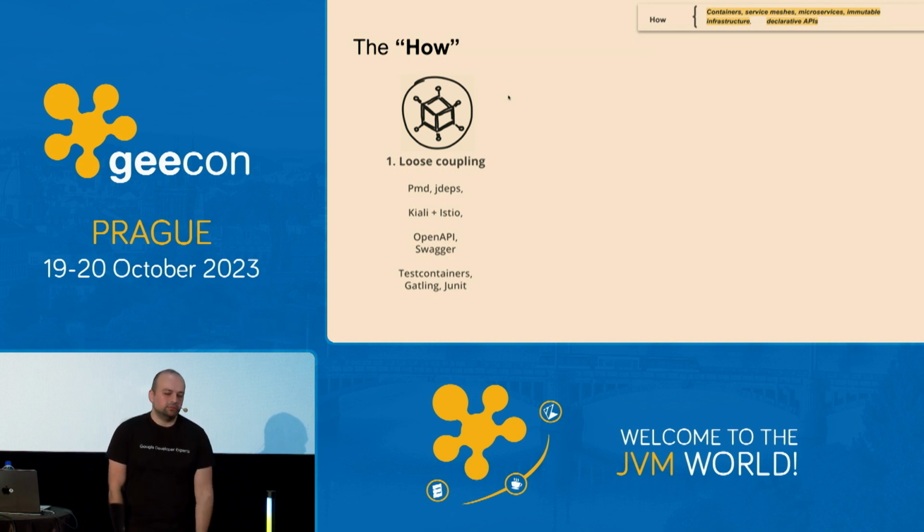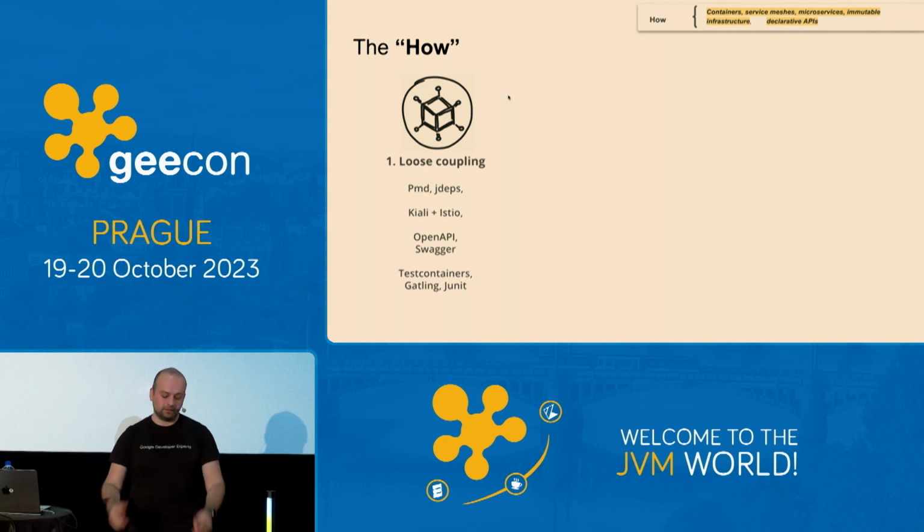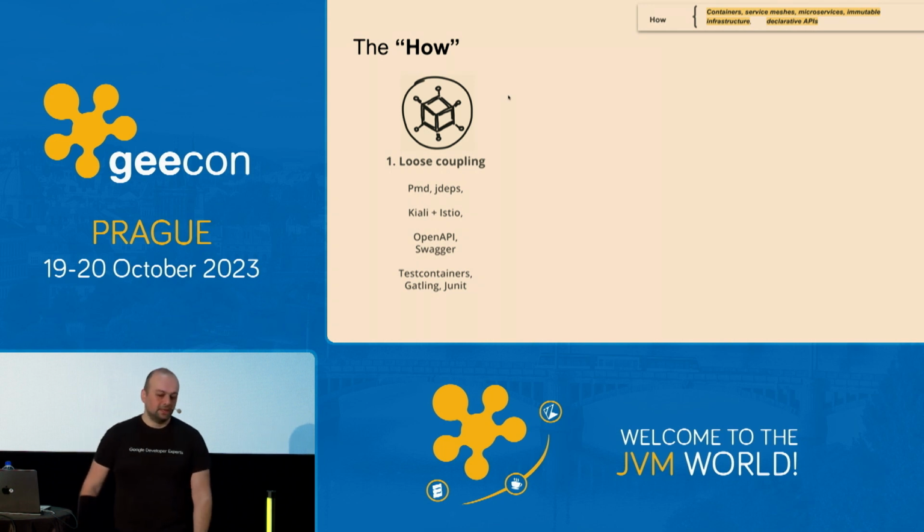And then you need to do some testing. For that, you know, unit testing and all this, you have JUnit, you have Gatling for performance, and, what do you call that in English? Yeah, load testing, that's what it's called.